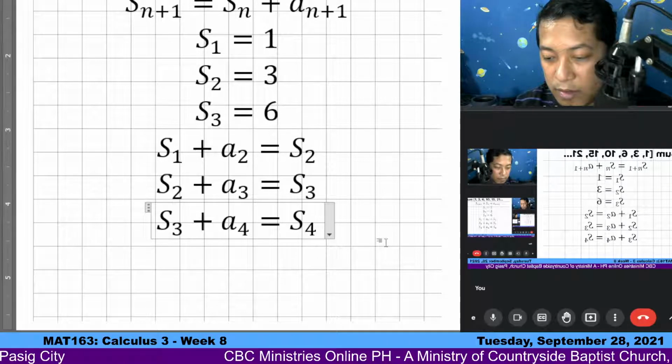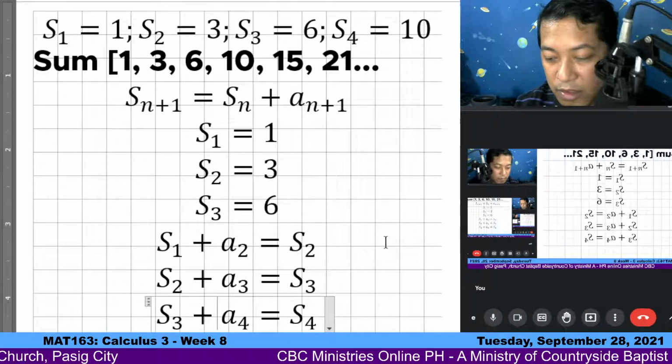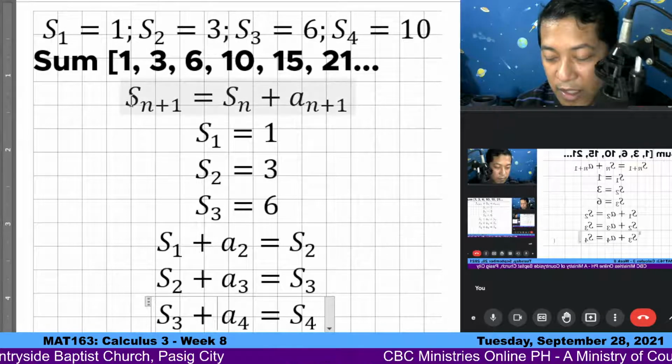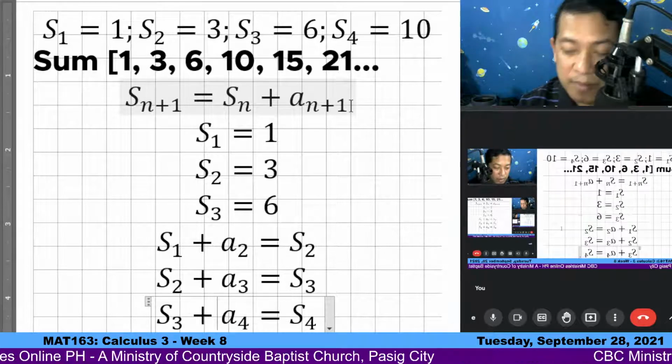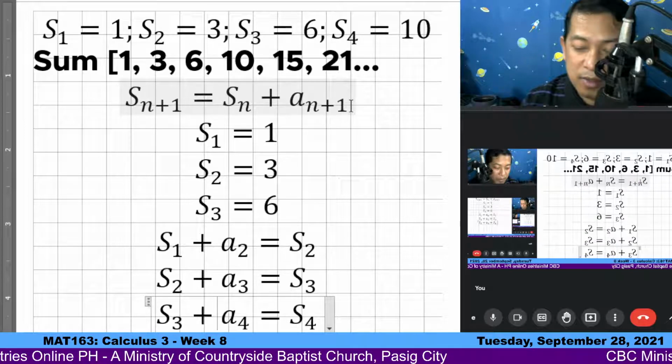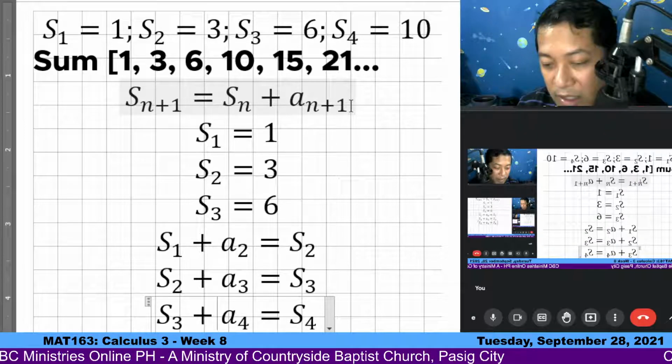So and so on. That's why we have a general, the sum of the n plus 1 term is equal to the sum n plus the n plus 1 term. So yun yung makikita natin dyan na description nito.